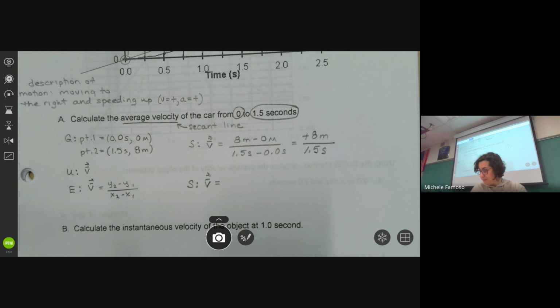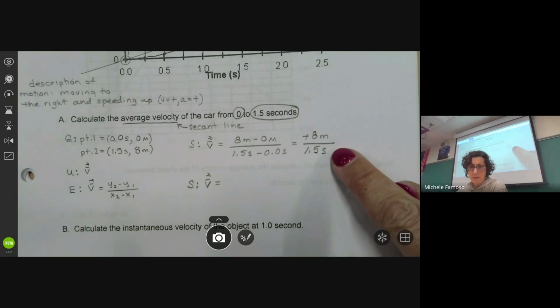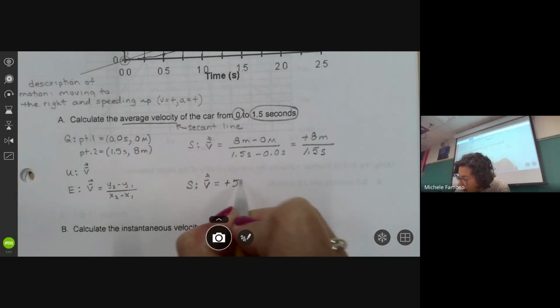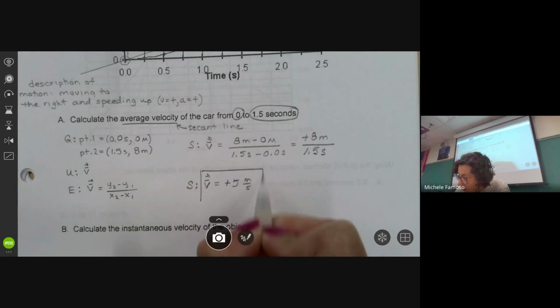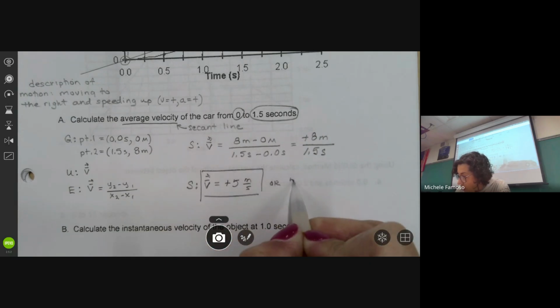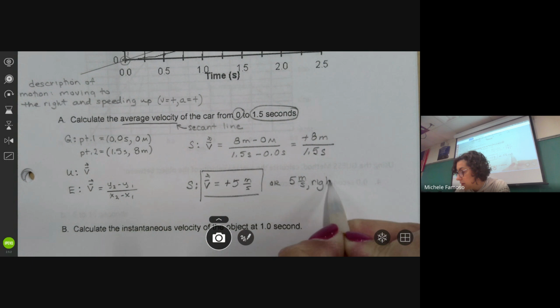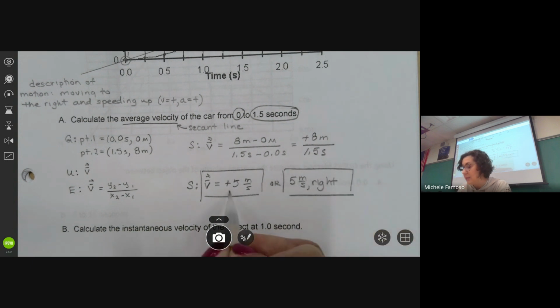Alex, do you have an answer for me? 5.3 meters per second. 8 divided by 1.5. Oh, yes, sorry. Now, sig figs. We'll just need 5. Yeah. So, and what sign are you going to put on it? Positive. Yeah, that's right. So positive 5 meters per second should be your final answer to this. Or if you wanted to, you could just say 5 meters per second, comma, right. You can give it to me either way. I think it's easier in this case to put the positive because that's what we have.